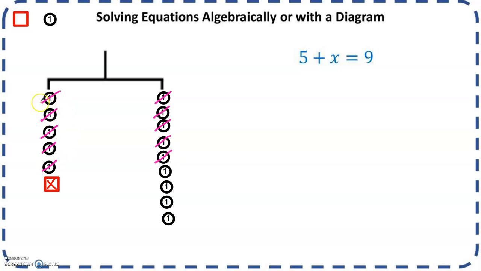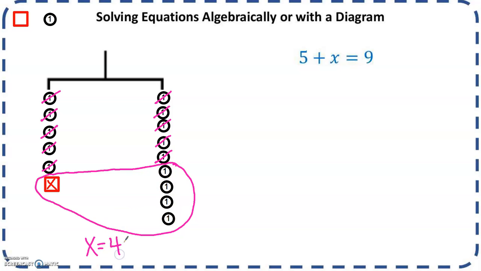Now that there's no more 1s to cancel out over here, I know that this missing value of x has to be equal to what's left over on the right side. So I can tell that the value of x is equal to 1, 2, 3, 4. And if I substitute that back into my equation, it should be true.